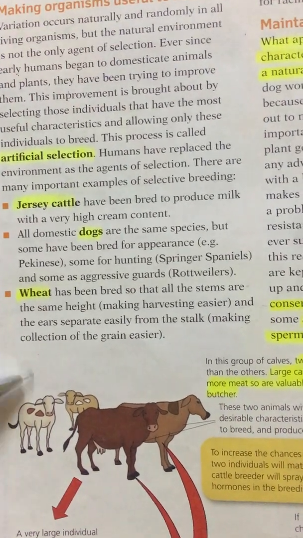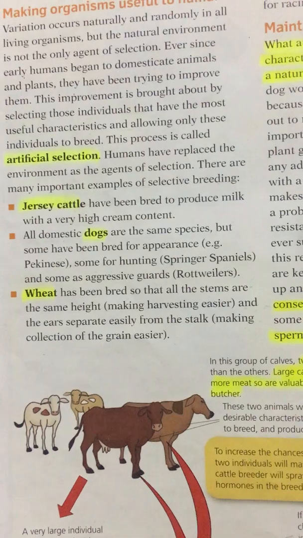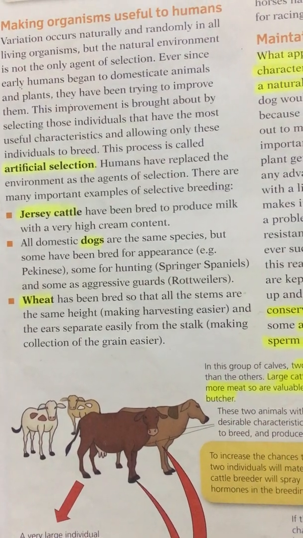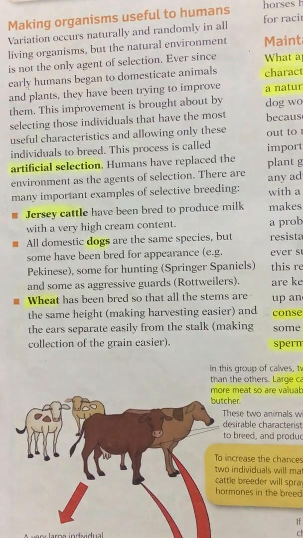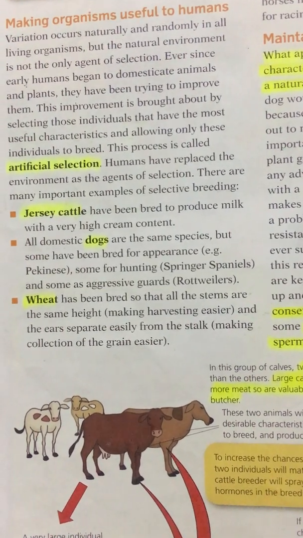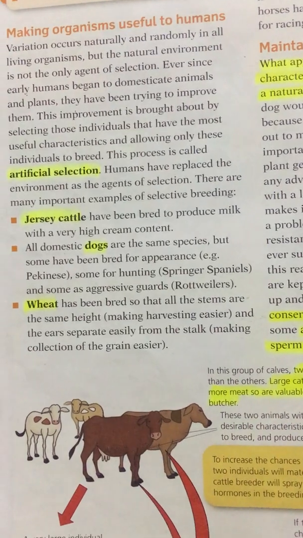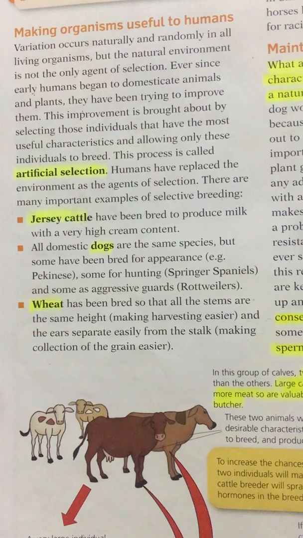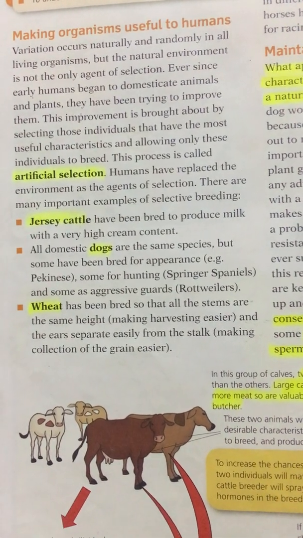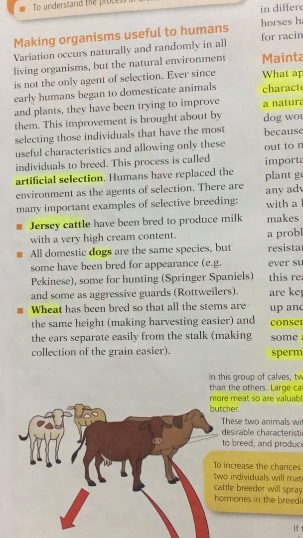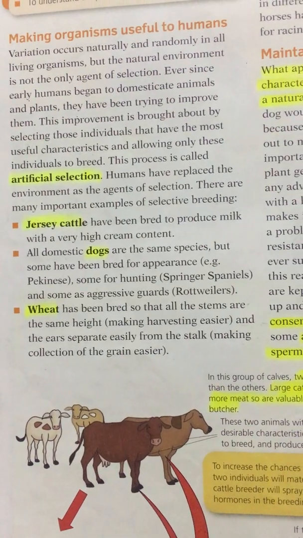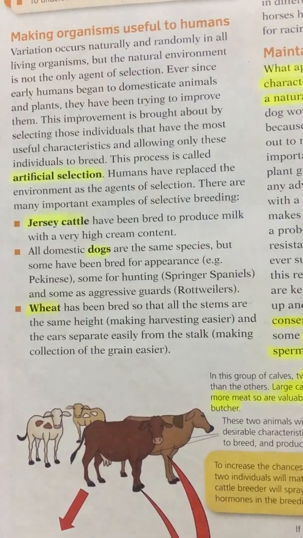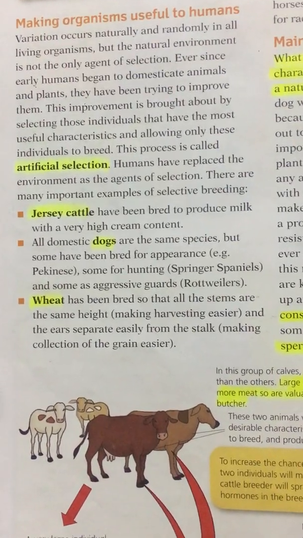What about the plants? Here we have wheat. Wheat has been bred so that, for example, all the stems are the same height. What is the function of making wheat the same height? That will make the harvesting process easy. So to make harvesting easier, we make the stems of wheat the same height.